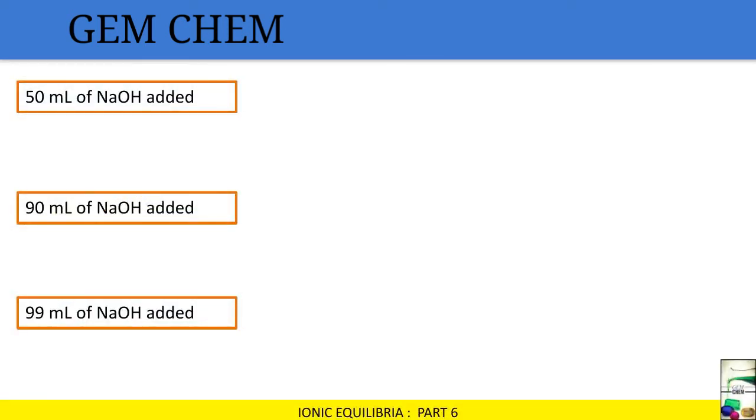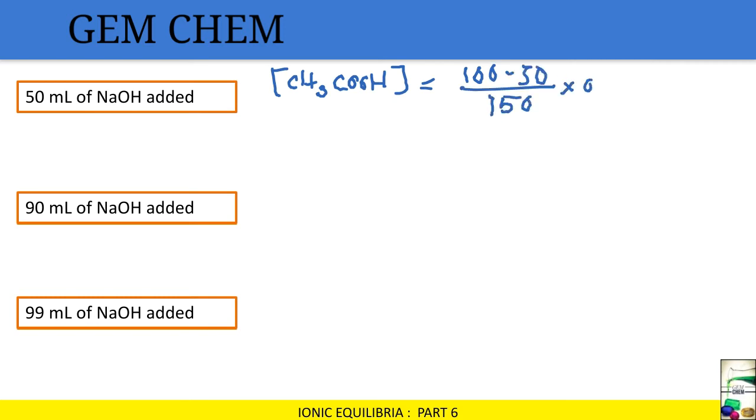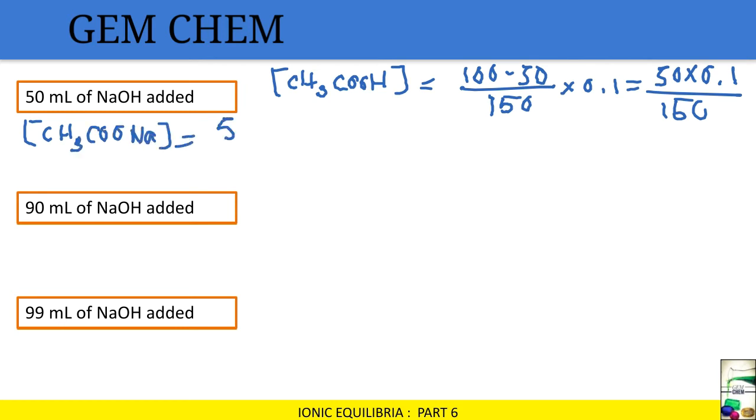Now if we shift to the next one, if we add 50 ml of NaOH to the solution, then let us see, the concentration of CH3COOH comes to be 100 minus 50 by the total volume 150 into 0.1. So it is 50 into 0.1 by 150, and the concentration of salt CH3COONa is 50 ml formation by 150 into 0.1.